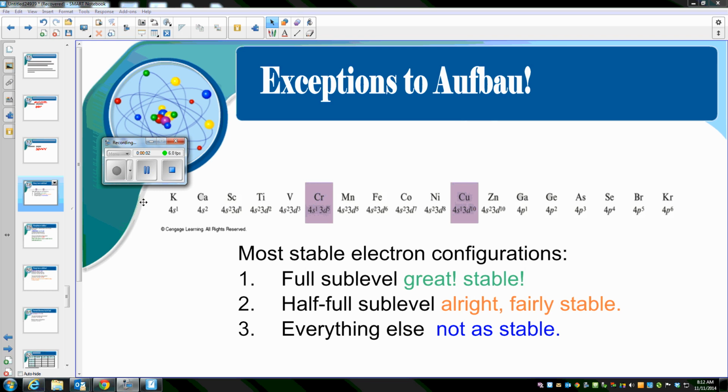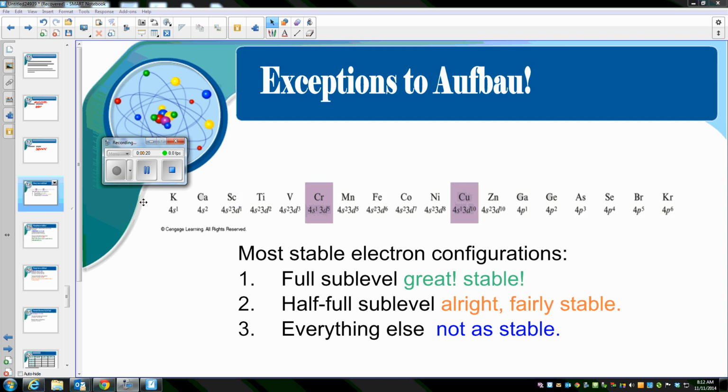Welcome to our discussion on special exceptions to the Aufbau Principle. Today's discussion is fairly brief. You've already learned how to draw electron configurations and orbital notations, so follow along and take some notes with me about some exceptions to what we've already learned.